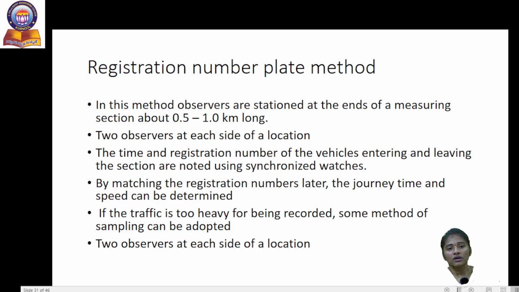At the second reference point, one more observer will be there. Whenever the vehicle crosses the second reference point, he will note down the registration number of the vehicle as well as the time at which the vehicle crossed the second reference point. By matching the registration numbers later, the journey time and speed can be determined. If the traffic is too heavy to be recorded, the method of sampling can be adopted here. 2 observers at each location will note down the registration numbers as well as the time at which the vehicle crossed their locations.